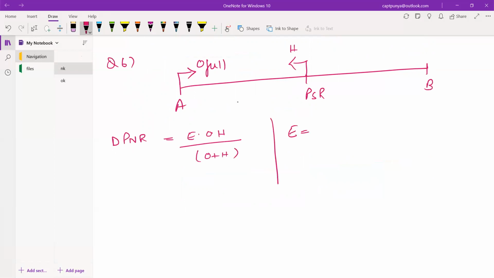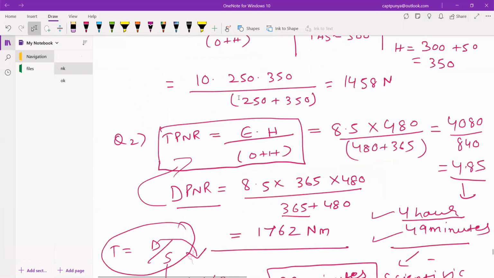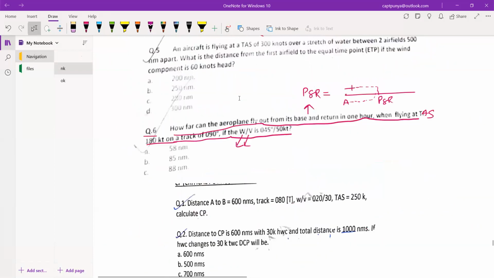Now let us see the values given in the question. First of all we will see whether E is given. Let's check question number 6 here. How far can an aeroplane fly out from its base and return in 1 hour? This is your E given in the question. What is E, guys? E is the endurance, or the safe endurance. It is the time in which the aircraft can fly to a point and come back to its home base with its reserve intact. So that is what it says: how far can the aeroplane fly out from its base and return in 1 hour? So this is your safe endurance.